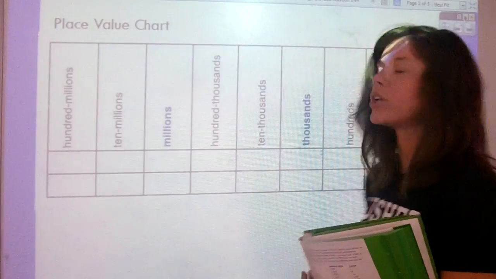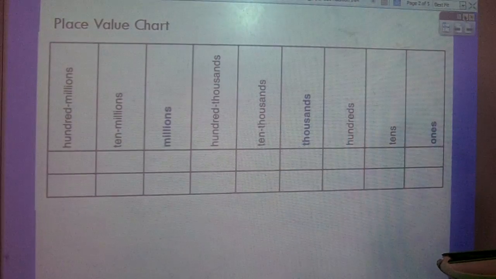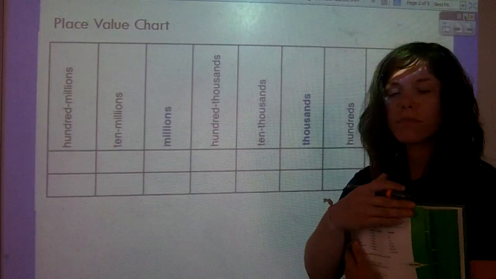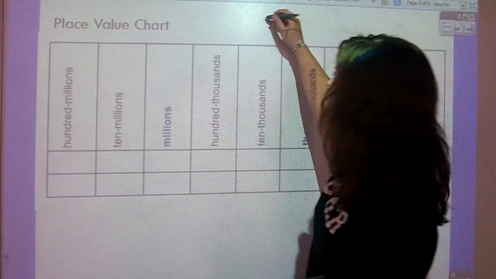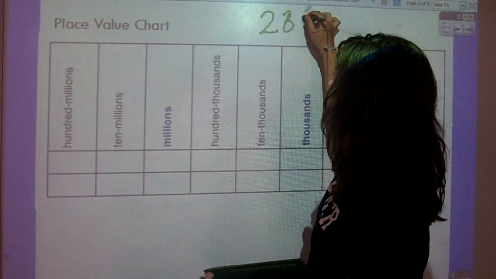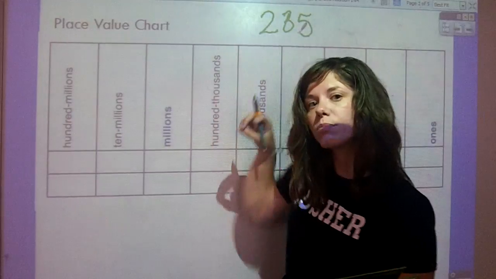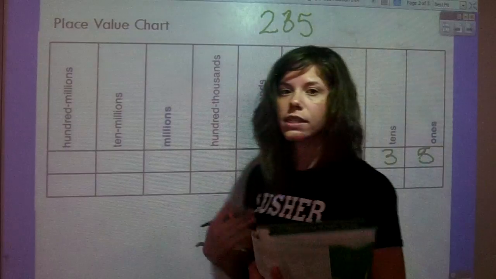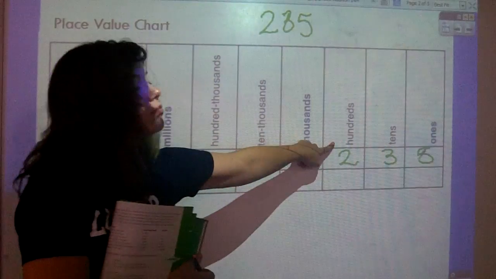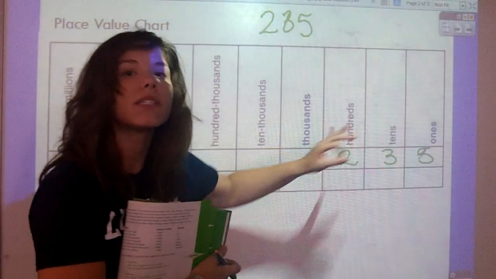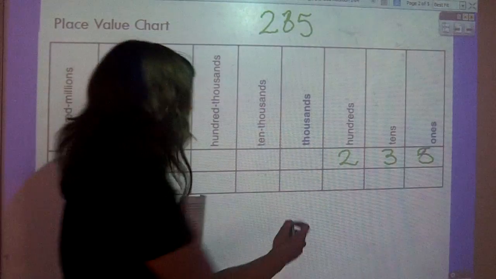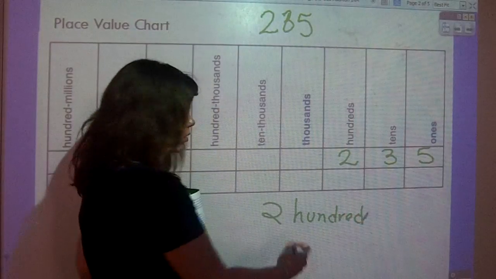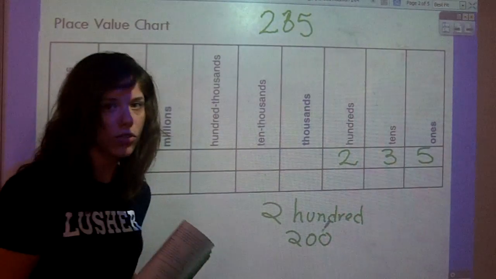Let's look at what this means for you. The digit 2 can have a bunch of different values. In the number that I just used, 235, if I go back and plug this into the place value chart, I can see that the 2 is in the hundreds place. That means the digit 2 has a value of 200.